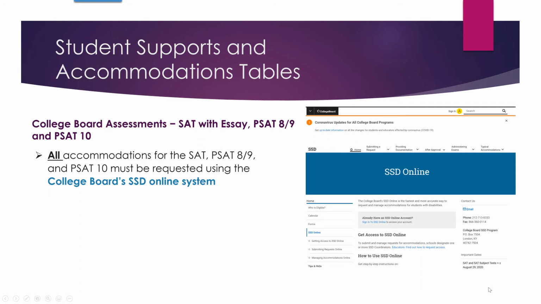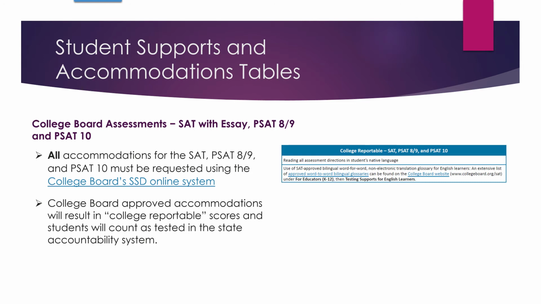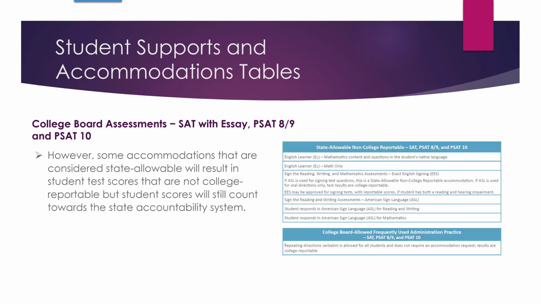For all College Board assessments, all accommodations for the SAT, PSAT 8-9, and PSAT 10 must be requested using the College Board's SSD online system. College Board approved accommodations will result in college reportable scores, and students will count as tested in the state accountability system. However, some accommodations that are considered state allowable will result in student test scores that are not college reportable, but student scores will still count towards the state accountability system.